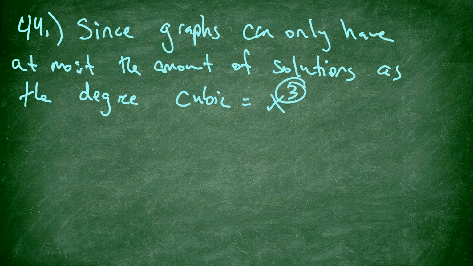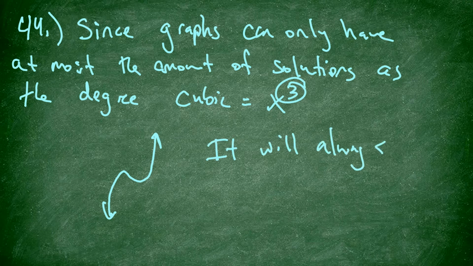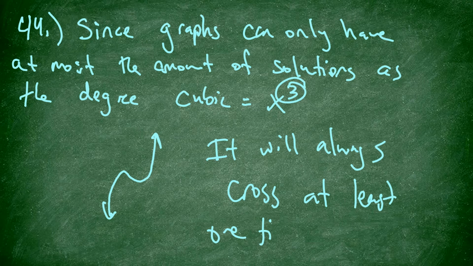And since all x cubed graphs look something like this, they're always going to go up and to the left, or down and to the left, up and to the right. They're always going to go in opposite directions. It will always cross at least one time. And that's it for 44.